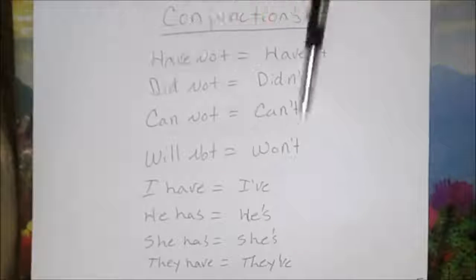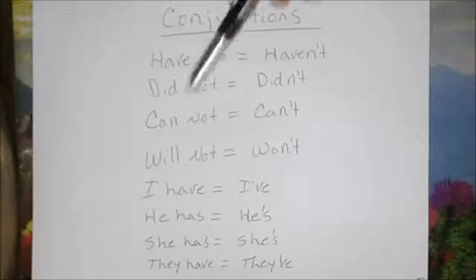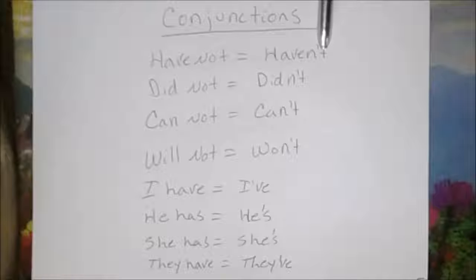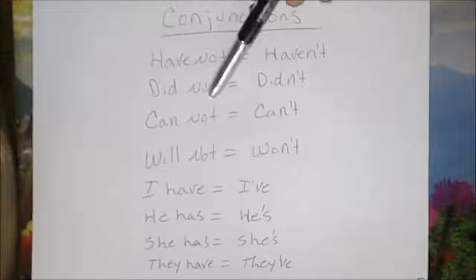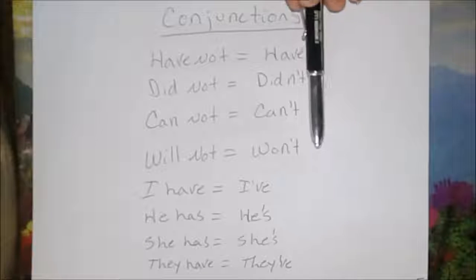Now remember, those are your negatives. Those are the not doing something. You recognize it by the not. And the T at the end represents the not. So I haven't, I didn't, I can't, I won't.